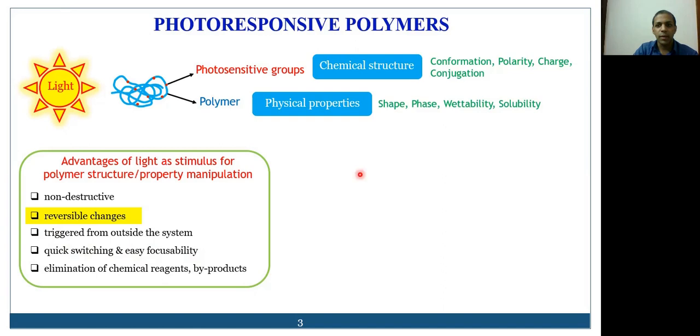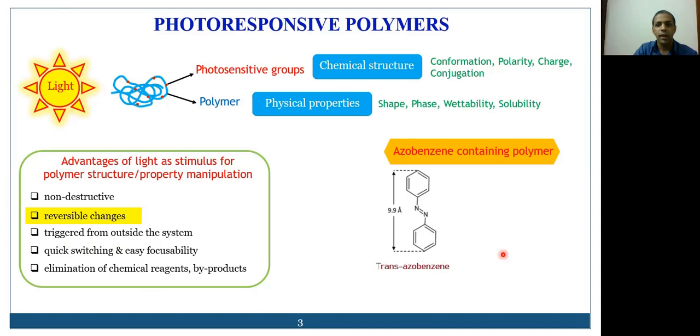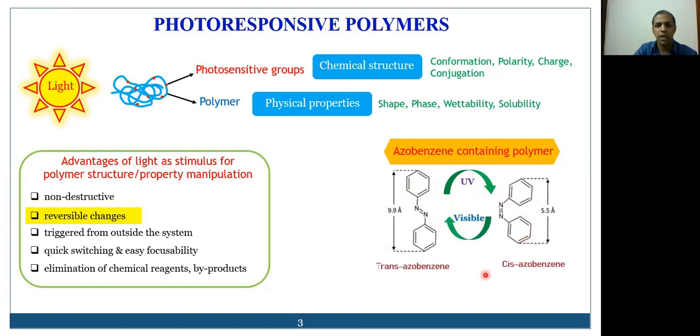So in this work, we have been working on an azobenzene containing polymer. Azobenzene is an organic molecule that has cis and trans isomers. The trans isomer, when exposed to UV light, converts to cis isomer and back to trans upon shining visible light over it. Trans azobenzene is flat. It has almost no dipole moment, whereas the cis presents an angular geometry with dipole moment of about 3 Debye.